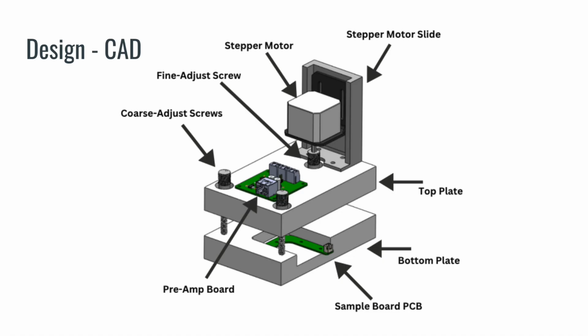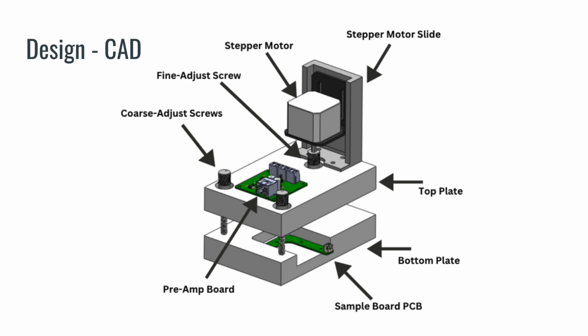This is the 3D design for the electron tunneling microscope. This includes the 2 coarse adjust micrometer screws that will be operated by the user to get the tip within 1 mm of the sample. The fine adjust screw will be controlled by the stepper motor in small steps in order to reach the tunneling current of the sample. The stepper motor slide holds the stepper motor mount and allows the stepper motor to move up and down vertically.